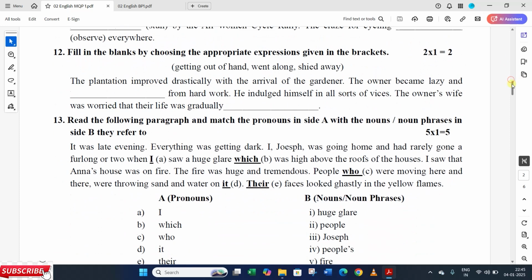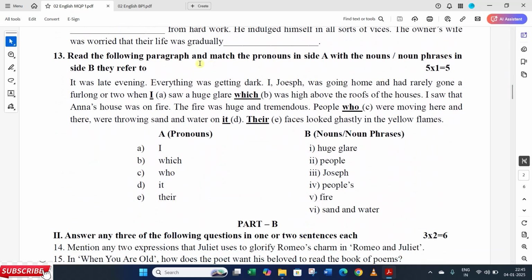Question number 13 is all about pronoun inference. As I have already talked about in the blueprint, this is for 5 marks. You will find here the question: Read the following paragraph and match the pronouns in column A with the nouns or noun phrases in column B that they refer to. There you will find a small paragraph of 4-5 lines, and certain pronouns are underlined, and next to your pronoun certain alphabets are also given which will definitely indicate the sequence, right?